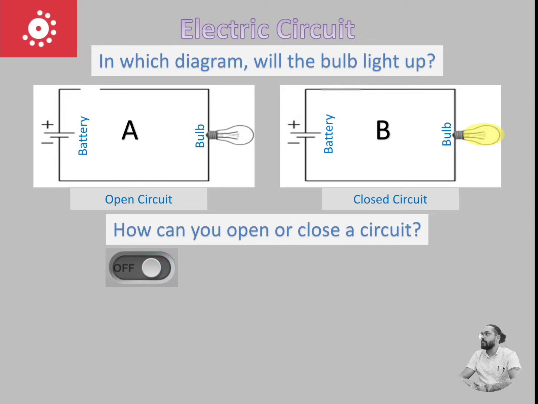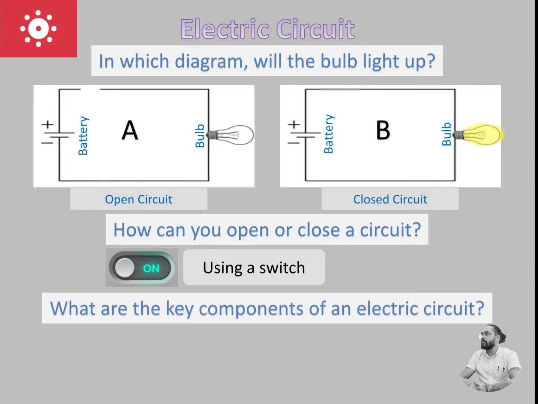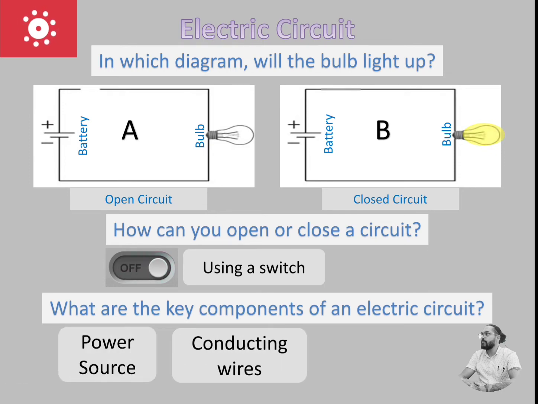So how do we open and close a circuit? At home you might have used light switches. So similarly, here we are going to use a switch to open or close a circuit. Now, what are the key components of an electric circuit? These are the power source, conducting wires, switch, and the load.